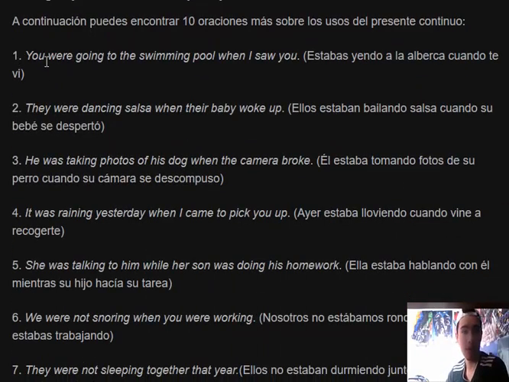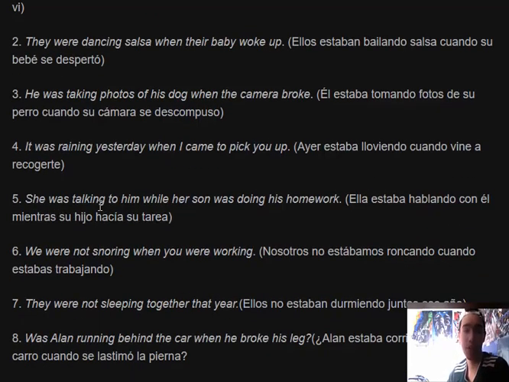And here we have some examples of the past continuous, like you were going to the swimming pool when I saw you. He was taking photos of his dog when the camera broke. She was talking to him while her son was doing homework. They were not sleeping together that year. And this is how the past continuous works.